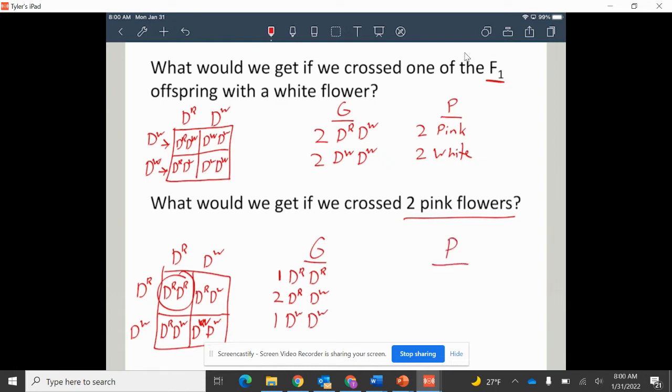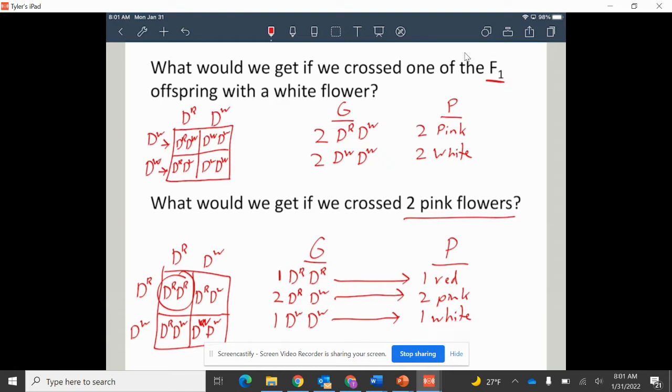So here I cross 2 pink flowers, and what do I get? Well, we're crossing 2 pink flowers, and we get 1 DR, DR. So 1 red flower, 2 DR, DWs, so 2 pink flowers. And lastly, 1 DW, DW, or 1 white flower.